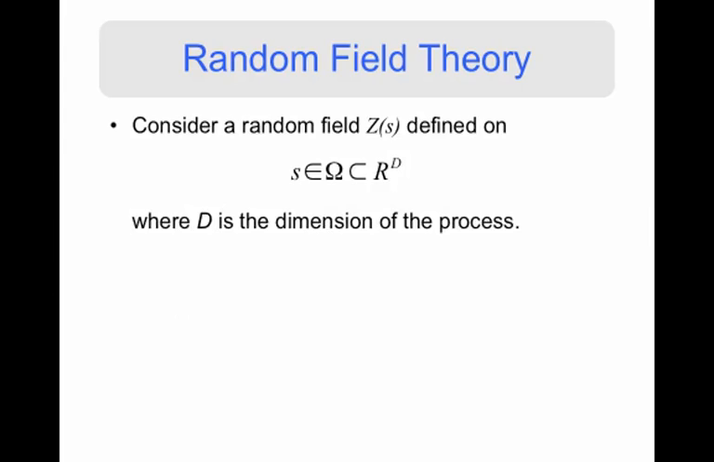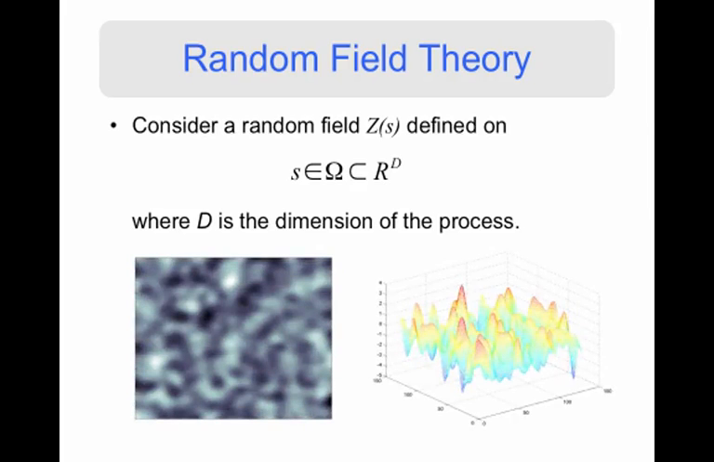So let's talk a little bit about random field theory. Let's consider a random field Z of S to be defined on some d-dimensional space. Usually d is equal to 3, because the statistical image is in 3 dimensions. Here's an example of a random field in 2 dimensions. Here we have a heat map on one side, and on the other we see a 3-dimensional representation where the z-axis is the amplitude.